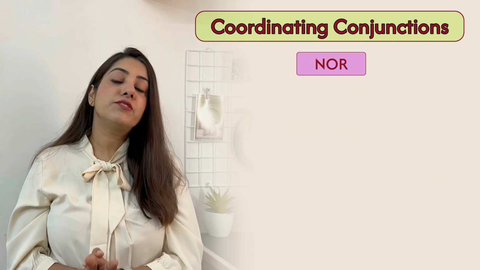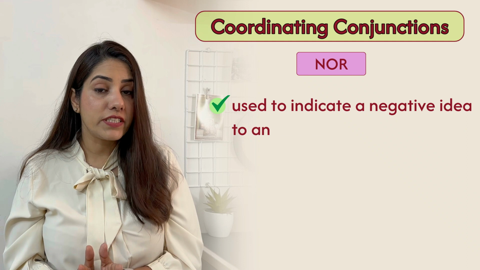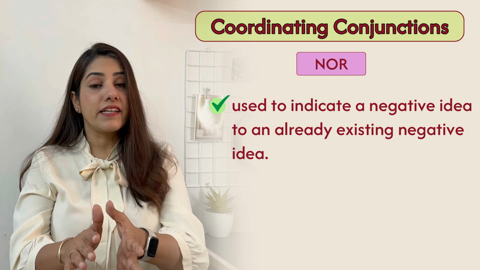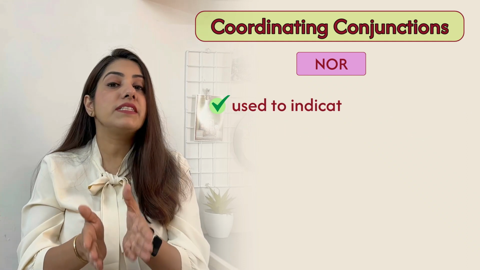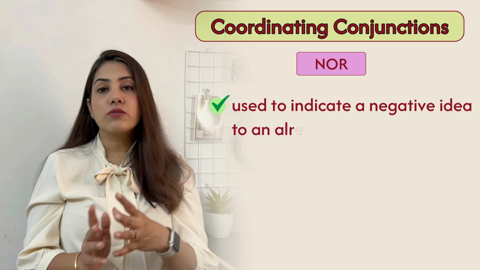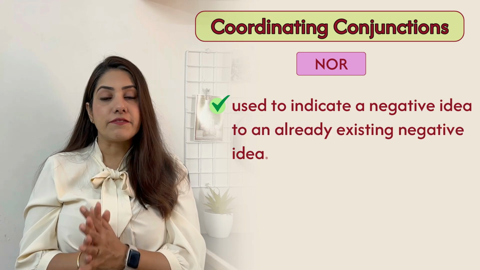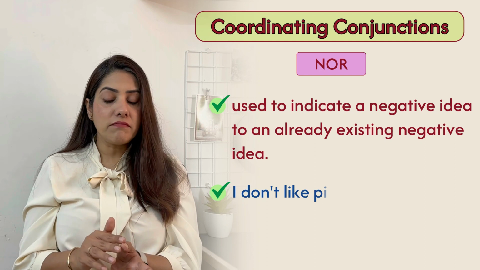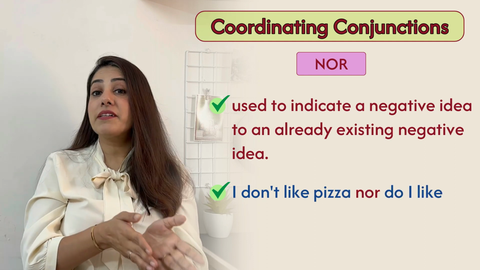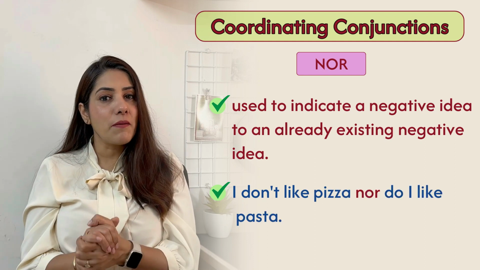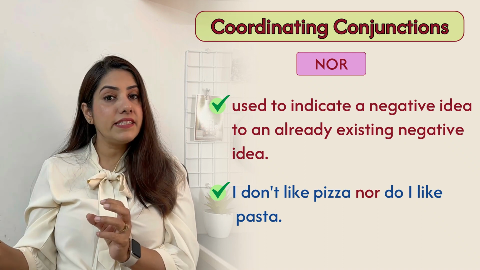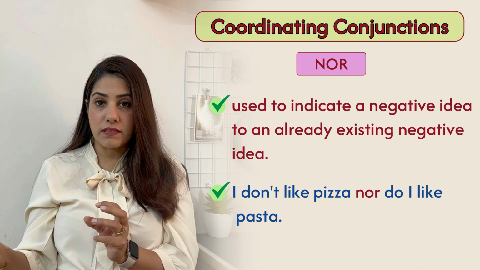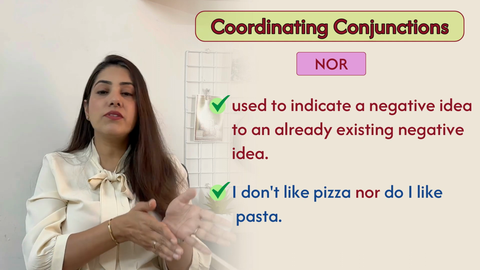Nor is used to add a negative idea to an already existing negative idea. Nor is used to indicate a negative alternative. So the alternative is negative. Say, I don't like pizza, I don't like pasta. I don't like pizza, nor do I like pasta. So here the second negative is I don't like pasta. The alternative one, you don't like pizza.